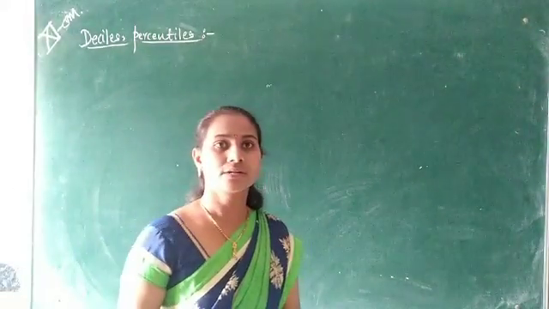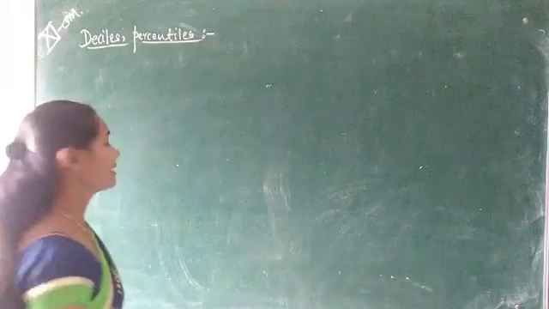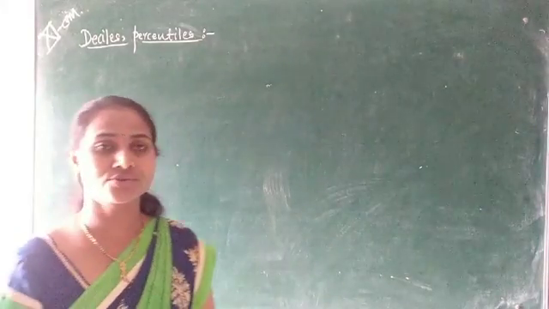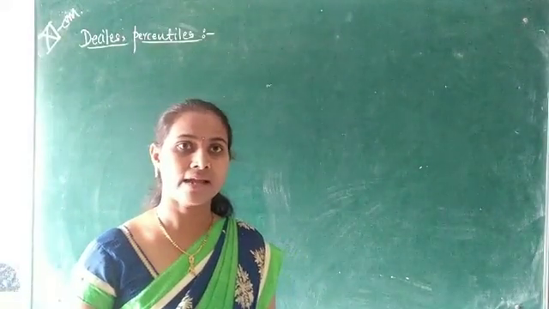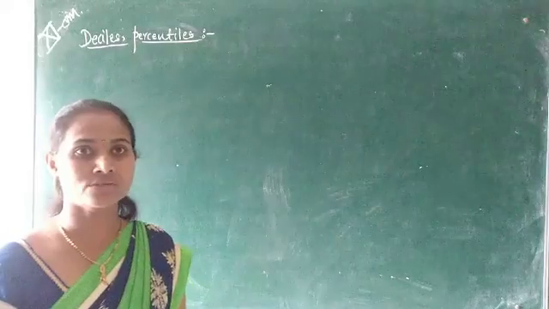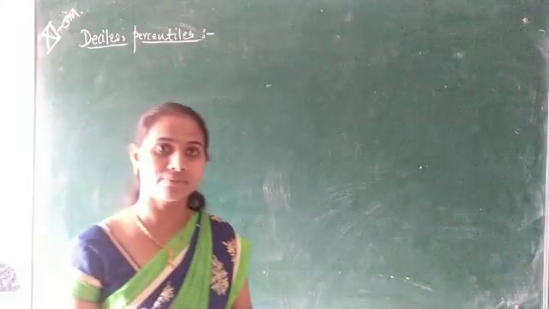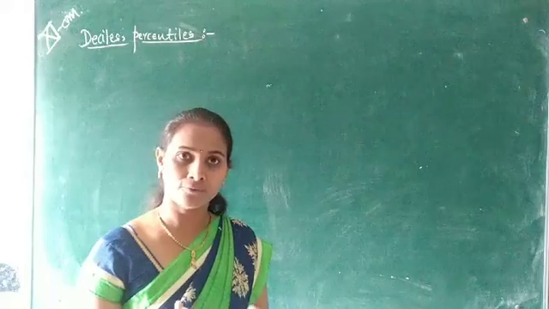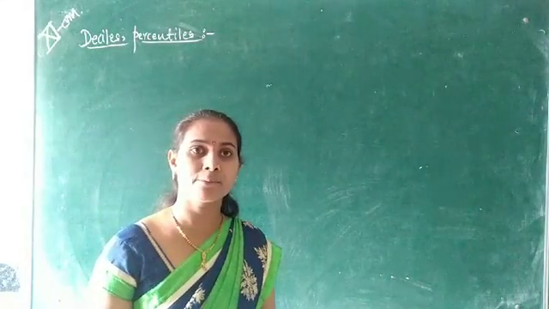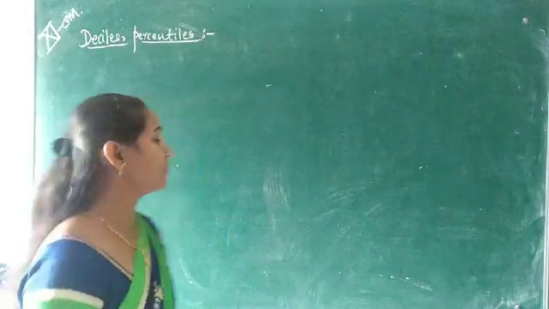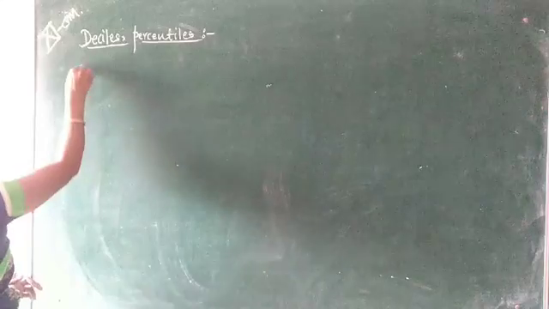Hi student, today we start our new topic, that is deciles and percentiles. In the last lecture we studied what is meant by median and the quartiles. Quartiles means the values which divide the given data in four equal parts. Median divides the given data in two equal parts. Now here we see the first point, that is deciles.